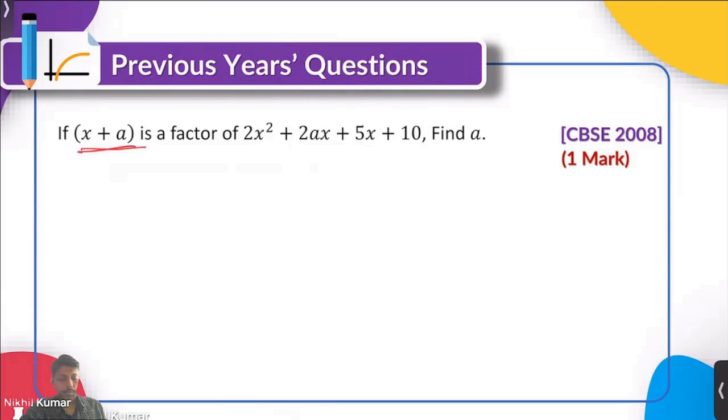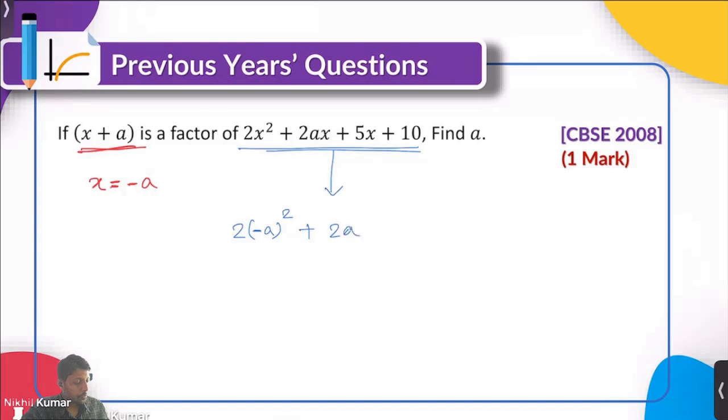x plus a is a factor. That means x equal to minus a is a zero of this polynomial. That means when I put minus a inside this polynomial, wherever I see x, I'm going to put minus a. I should get the value 0. So when I do this, I must get a 0. That's what the question says. Okay, so I have an equation in front of me. Let's try to solve it and find out the value of a.